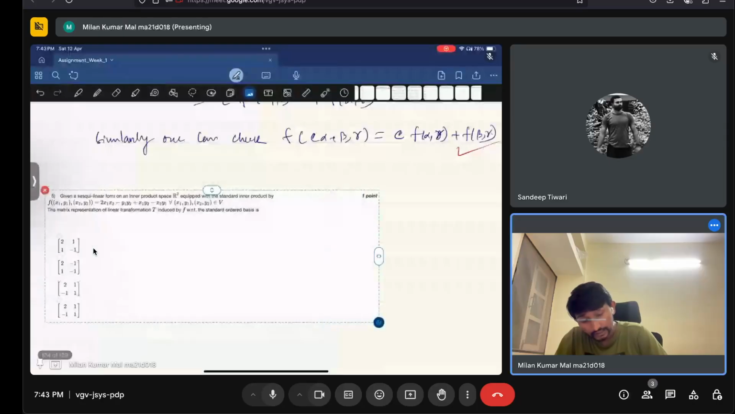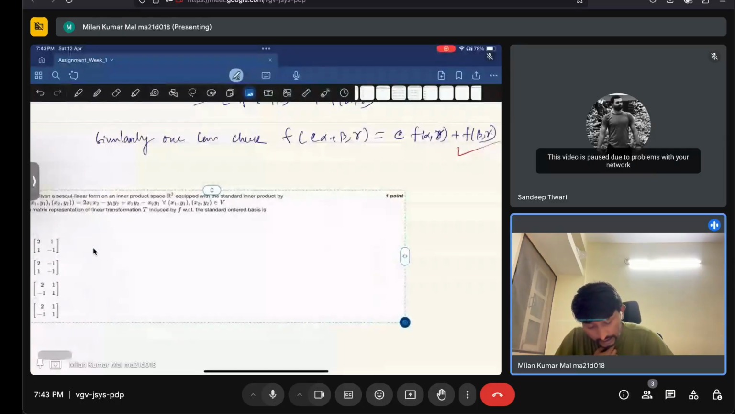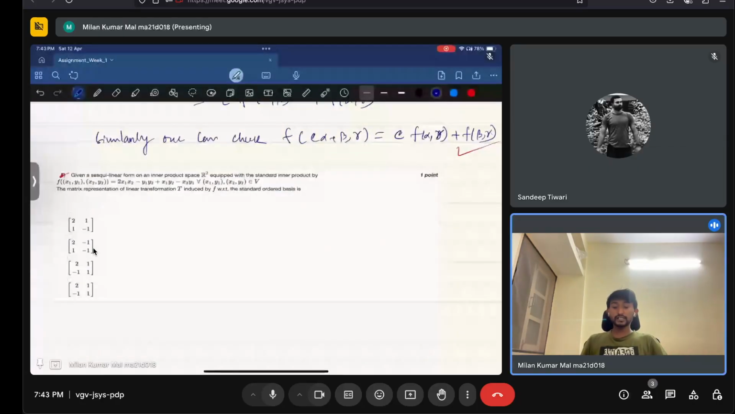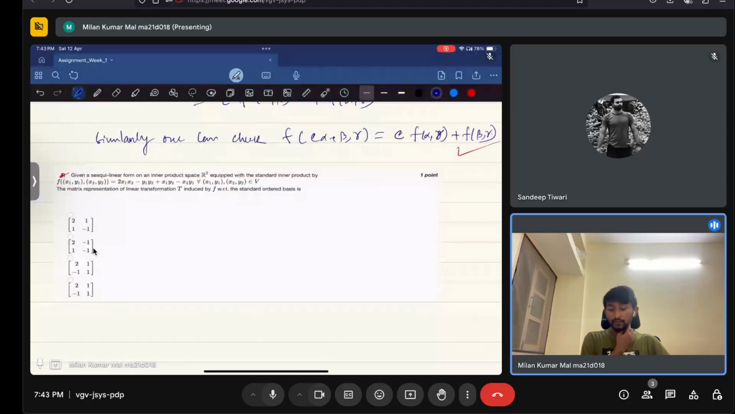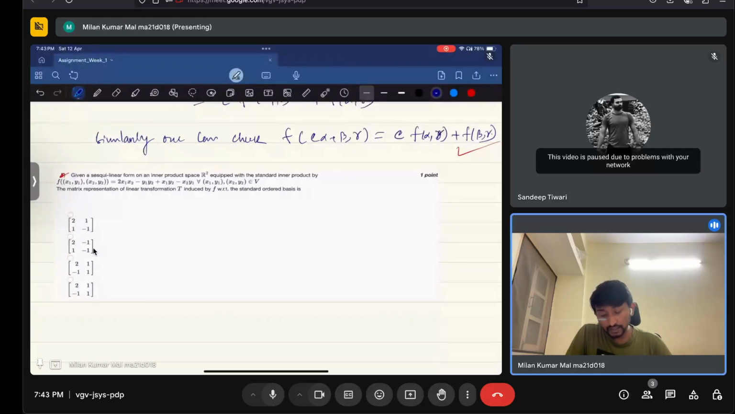What it says: given a sesquilinear form on an inner product space R2 equipped with the standard inner product. So here we are in the setting of R, therefore there is no sesquilinear; this is actually bilinear. Okay, so then the matrix representation.